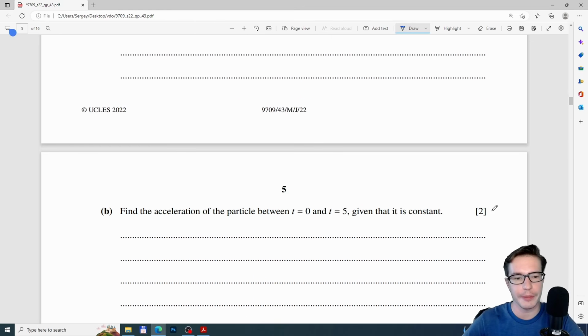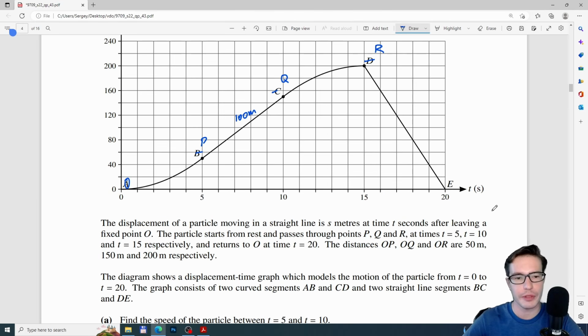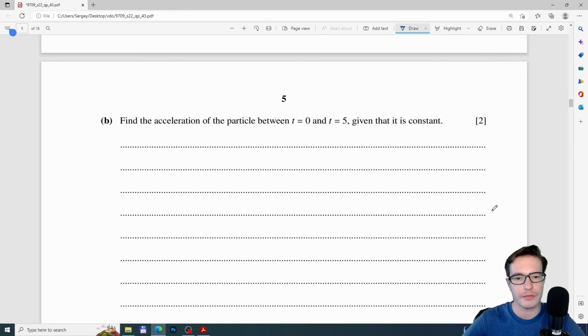Okay, and for question B, we have to find the acceleration between 0 and 5, given that it's constant. So we know that the distance OP is going to be 50, and I will use the formula S equals UT plus AT squared over 2. Distance is 50, and we start from rest. So 50 equals A over 2 times the time, 5 seconds, squared, so it's 25.